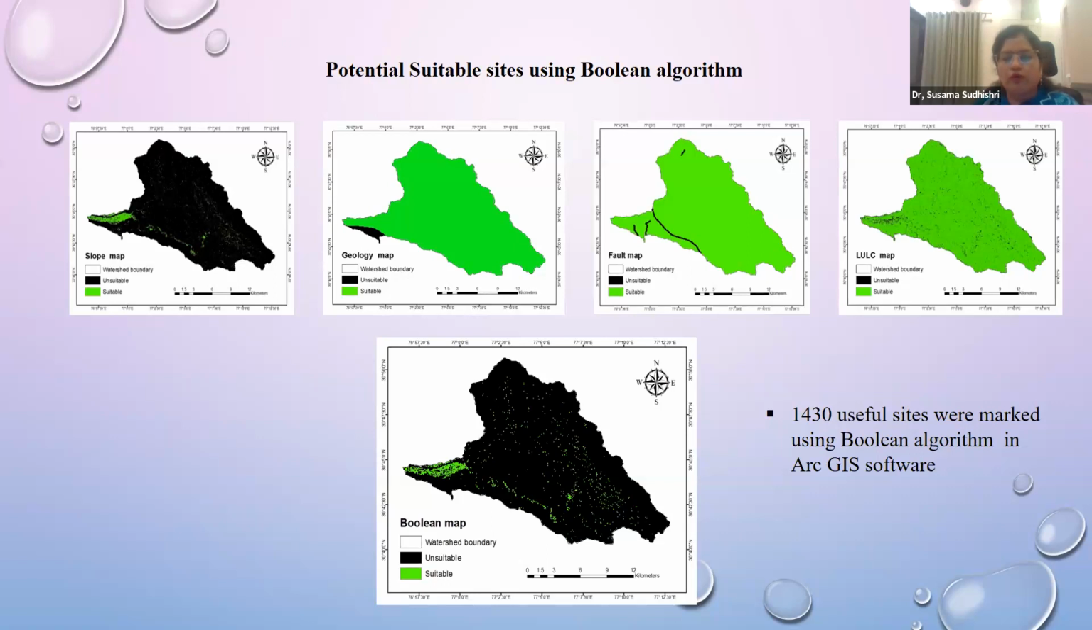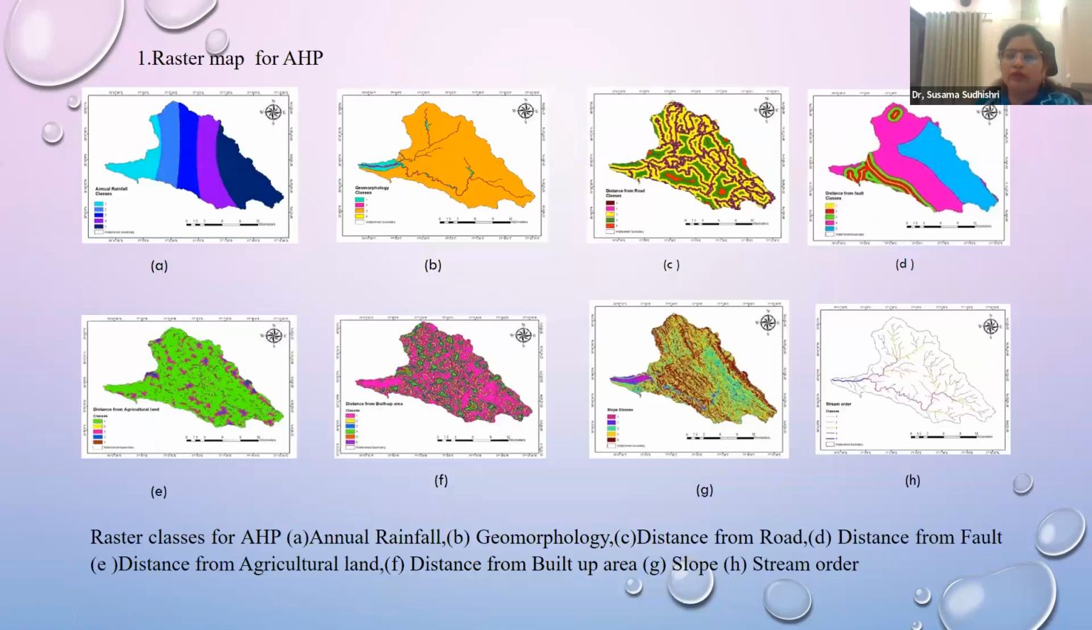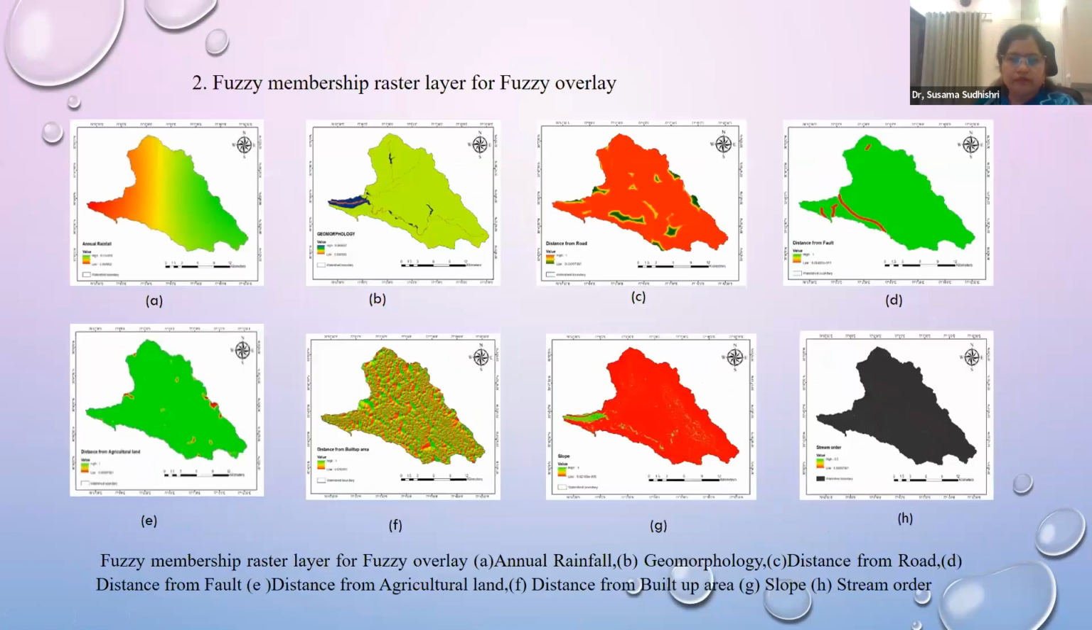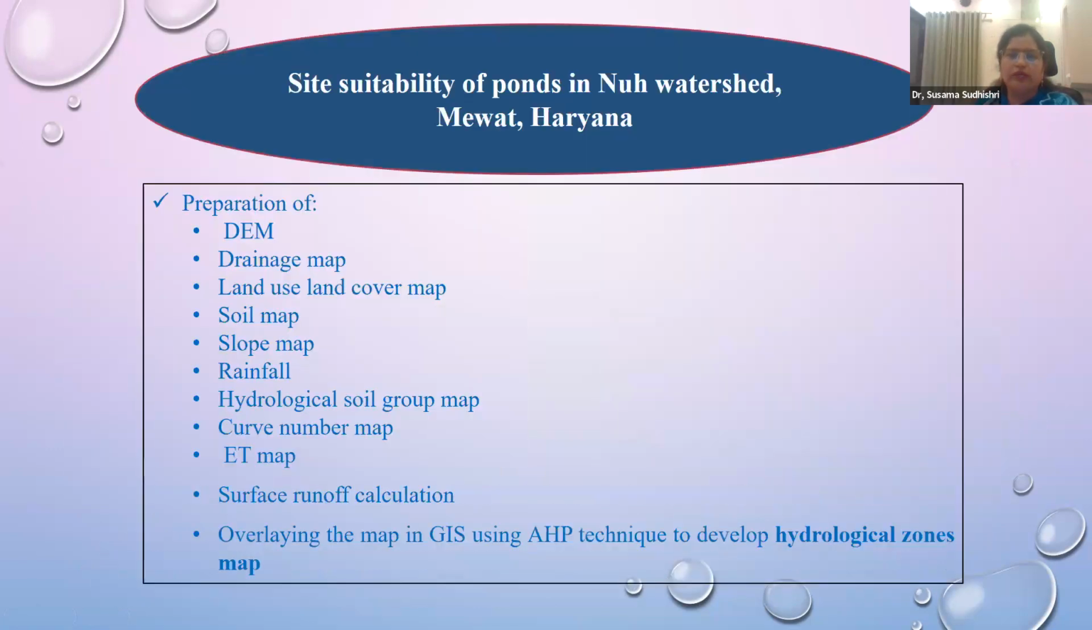develop. So why have I shown this here? Here you can see the fault map, this third one, because we have to see where the fault is, so that from some distance away we can construct the dam. Those things we have to look into when we are finding the location for constructing any dam. So these are the techniques we are using.